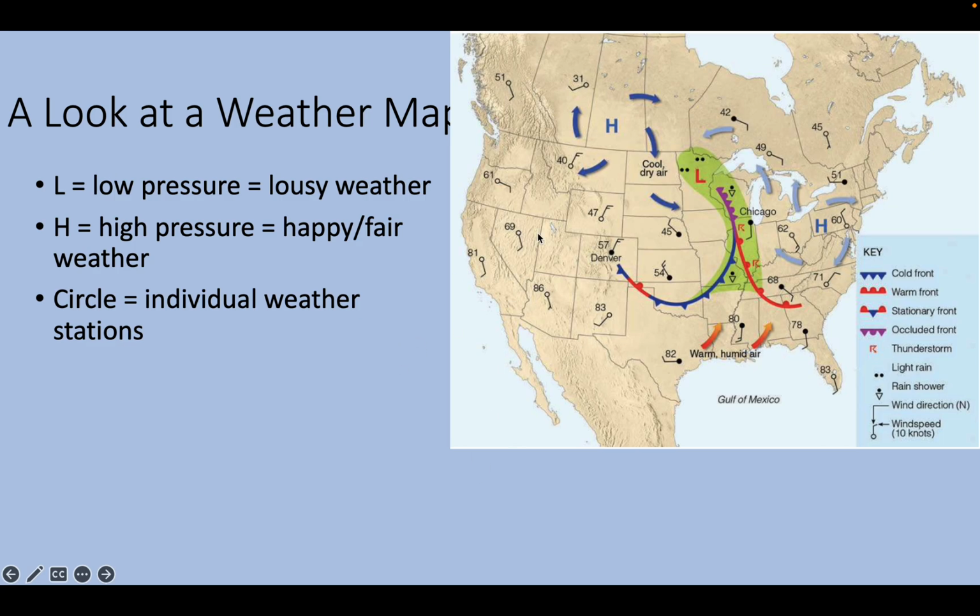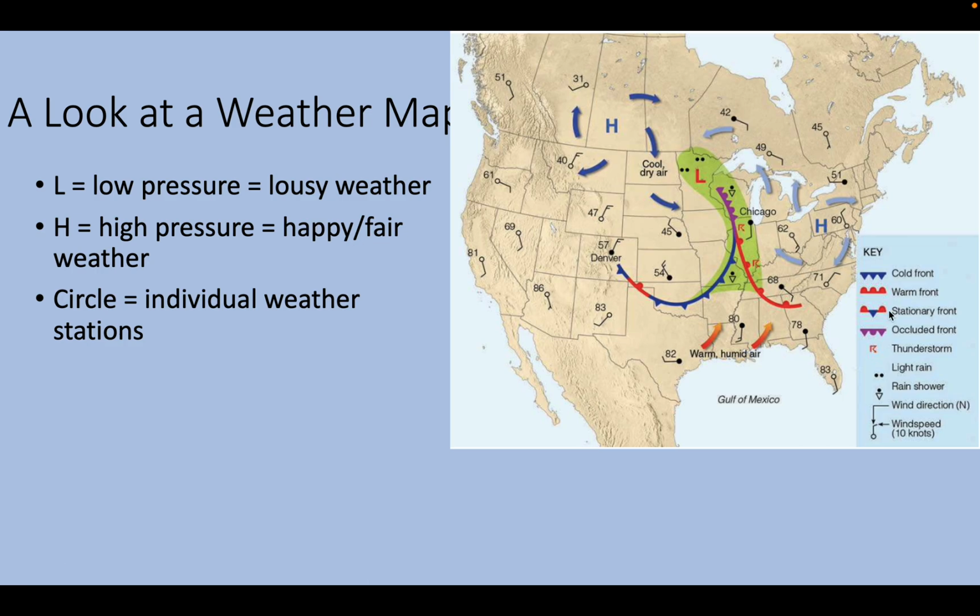Weather map. We'll be getting some practice on reading weather maps with this unit. Low pressure is represented by a red L that we can see here, and low pressure is often known for having lousy weather. So if you can think of low and lousy, that would be good to remember. H is high pressure, and you'll see the blue H up here. That is often happy weather or fair weather.